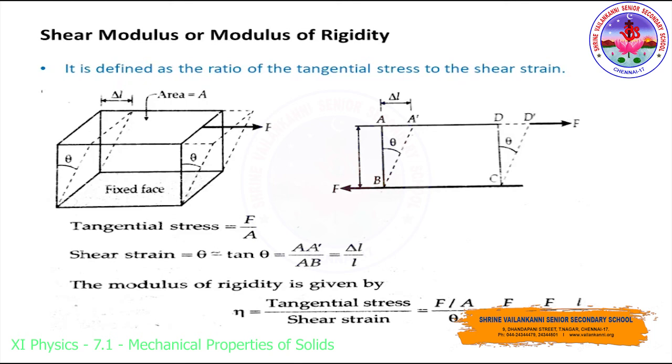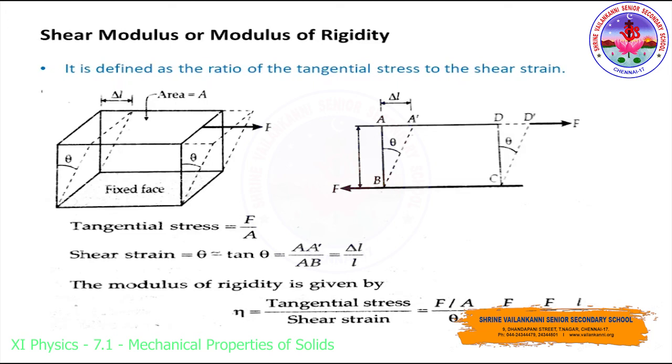So the couple shears the block, its upper face moving through a distance, varying like AA dash. Let AB, we can take it as DC, be equal to L. If you take the angle AB A dash, that is equal to theta. That is the only change in the length, right? The tangential stress is equal to F by A. The shear strain theta is approximately equal to tan theta, and tan theta is AA dash by AB, which is equal to del L by L.